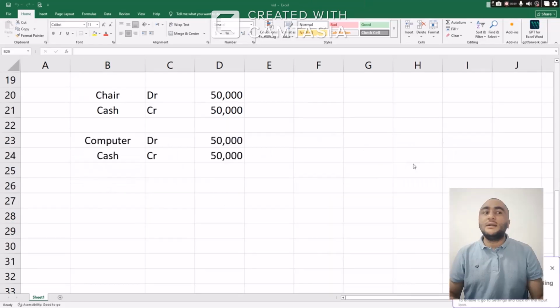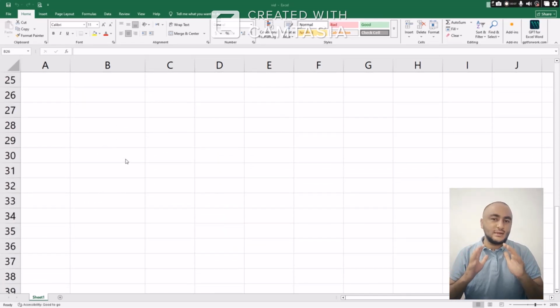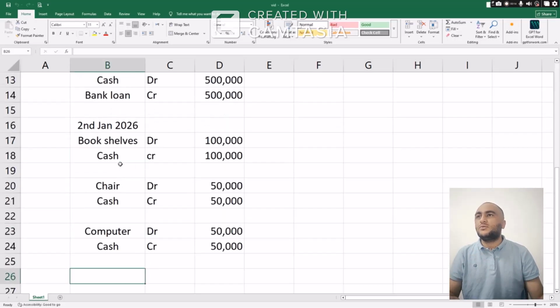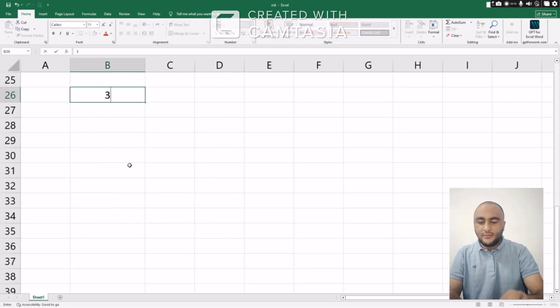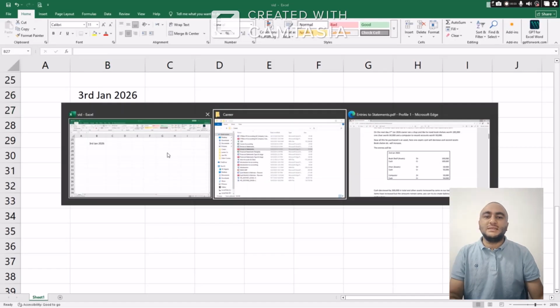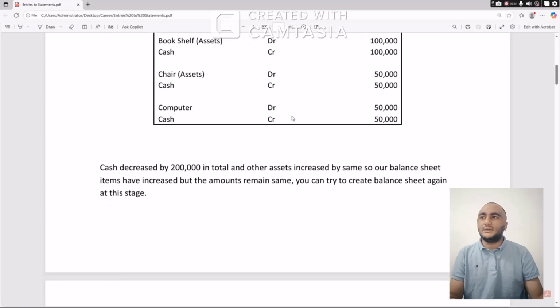Okay. After the purchase of assets like bookshelves, chair, and computer, now we can say that our shop is ready for sale and purchase. Now we will move to the third day of Jan 2026. After assets of 200,000, cash is decreased by 200,000 in total. Other assets will be increased in our balance sheet.